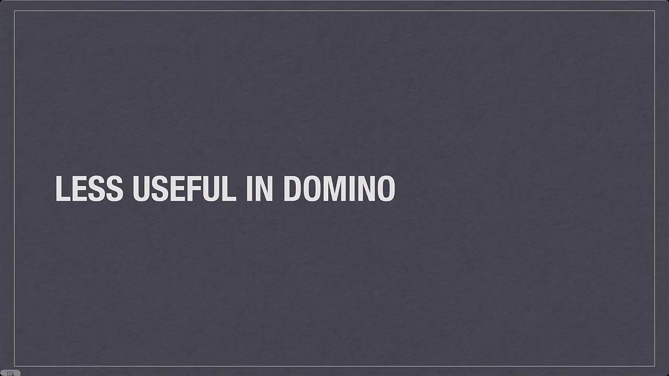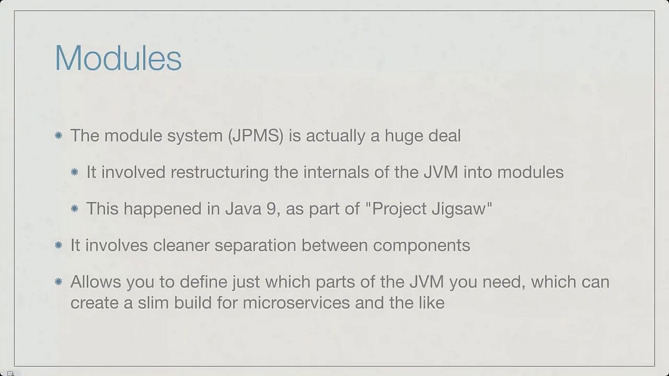And then some new features that have been added, which are even less useful than the grab bag features from earlier, but I do want to mention them for completion's sake. There's a module system starting with Java 9. It's the JPMS, the Java Platform Module System, I think. It's actually a huge deal.